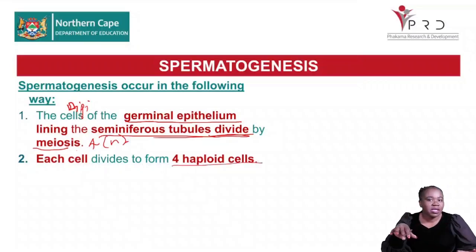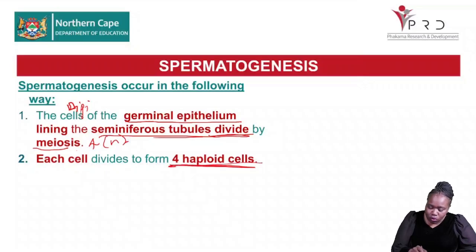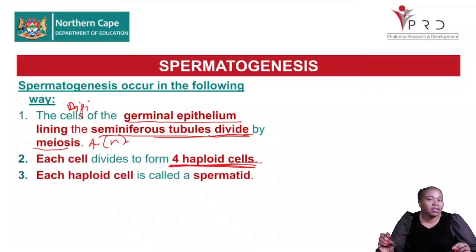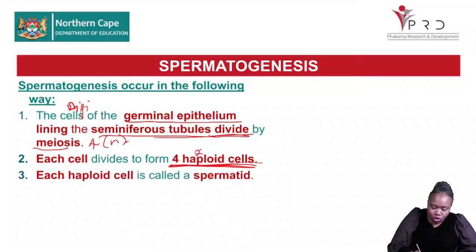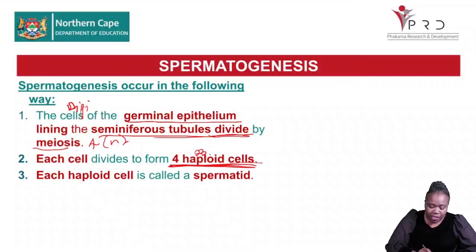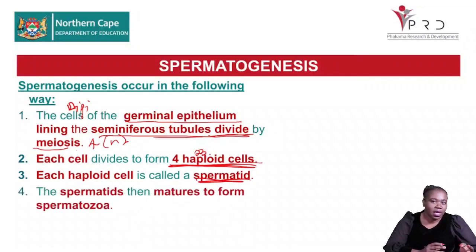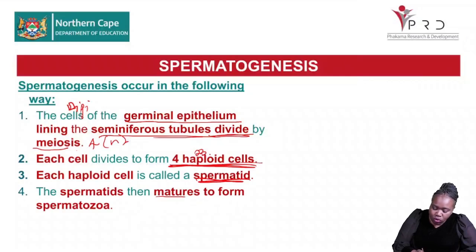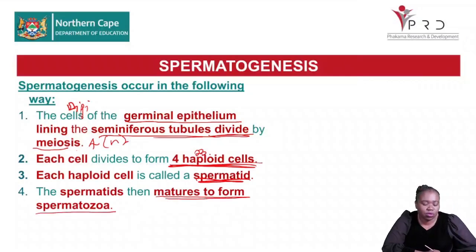So however many cells are in the seminiferous tubules are going to divide by meiosis, and each of those cells is going to produce 4 new cells that are haploid, meaning that these 4 new cells are going to contain 23 chromosomes each, because we know that humans have cells that have 46 chromosomes. Now, each of these haploid cells is called a spermatid. So now we're going to have a lot of spermatids that have been produced by meiosis. These spermatids are then going to mature to form the spermatozoa.